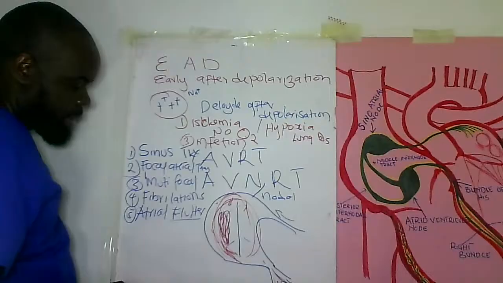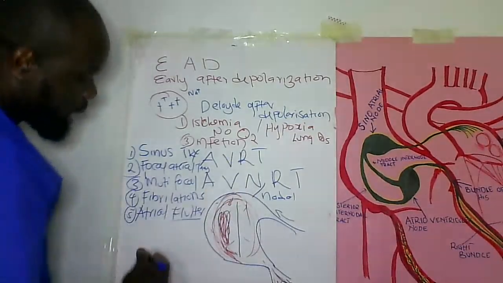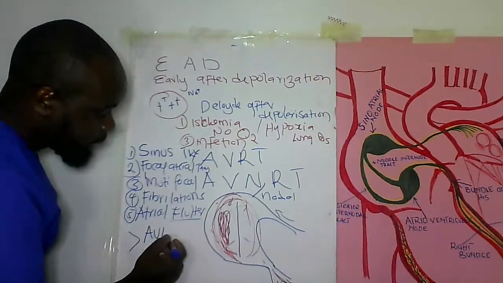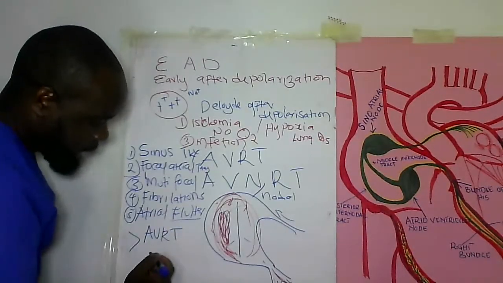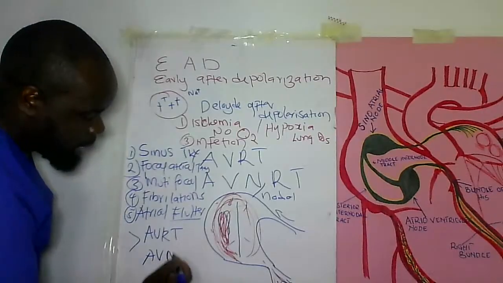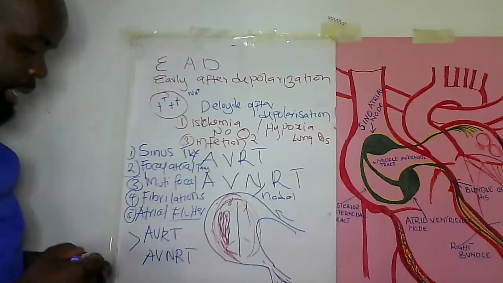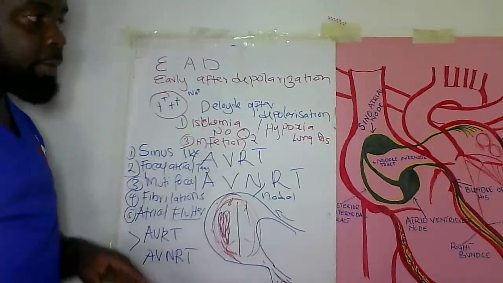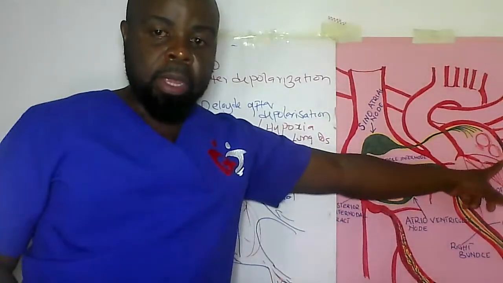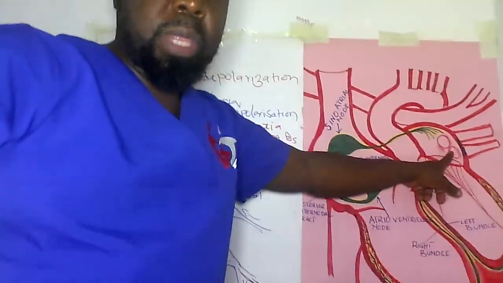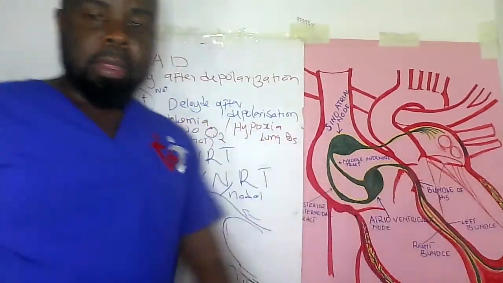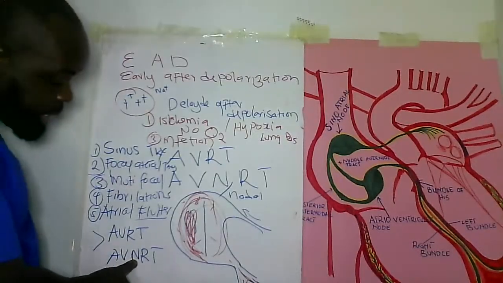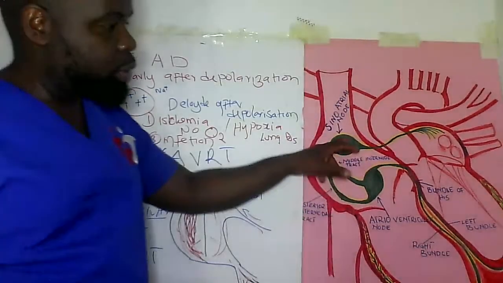Atrial flutter. And then we have these ones that I've just explained, AVRT and AVNRT, which is atrioventricular return tachycardia. And then the atrioventricular return tachycardia is the one that we are saying you are born with a Kent here that is firing. There is another one that we have, atrioventricular nodal return tachycardia, which is nodal.